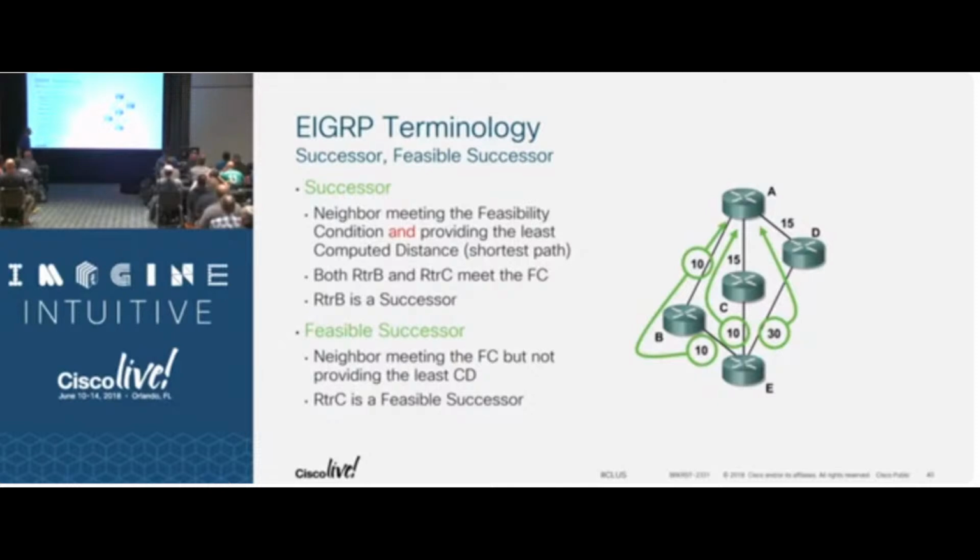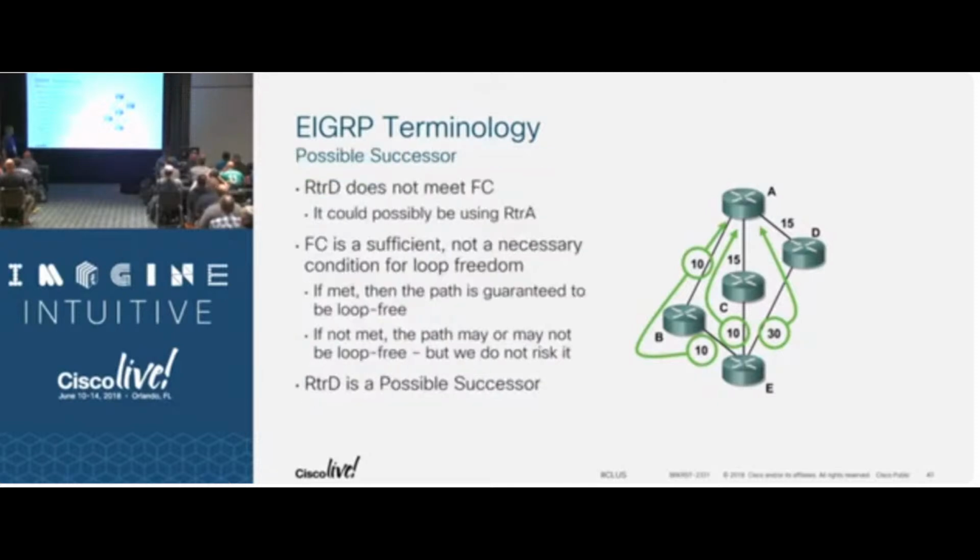Normal situation, that's not a problem. Regarding D, based on its distance of 30, we cannot tell if it's going to send the packets back to me, to A, or if it's going down the direct route. We know by looking at the topology that it's not going to send the packets back to me, but we're not taking chances, right? So that's why the feasibility condition is called a sufficient condition. It tells me that he's loop-free, but if it's not met, he can still be loop-free, but we're not taking chances.